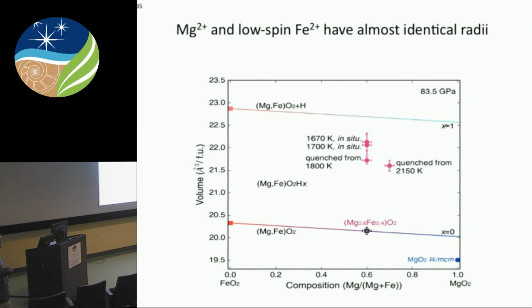Just put the magnesium wustite in pure oxygen, then the volume is small. But if you put in hydrogen, the difference is about one hydrogen. And the theory can calculate fairly accurately what x equal one is. So you end up with some of the x less than one magnesium wustite or ferroperoxide. So the phase diagram would be like this.